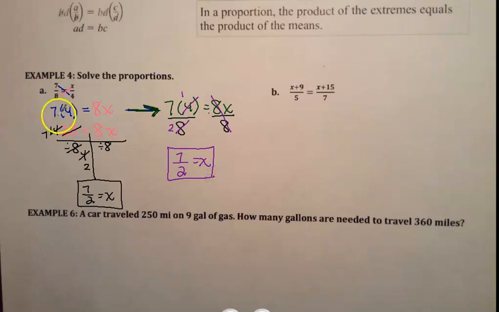Here, by doing 7 times 4, I ended up making more work for myself, which is okay. It's not wrong. We talked about this yesterday. So it just depends on how you want to set it up. All right, let's look at the next one.